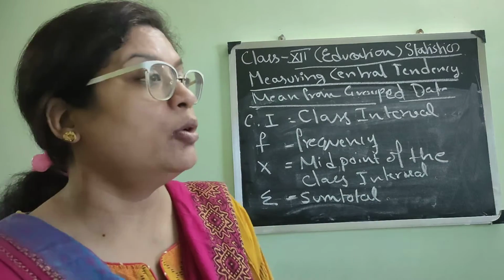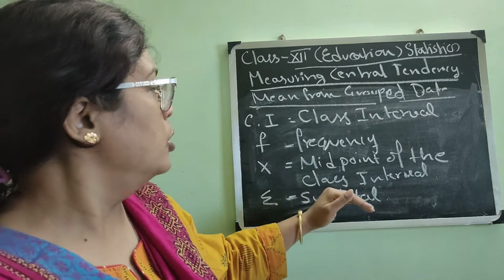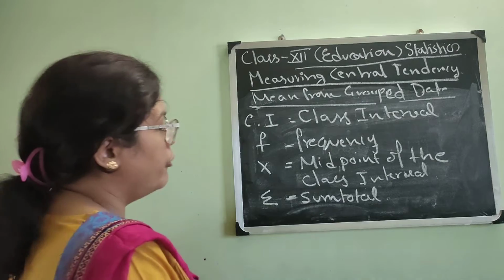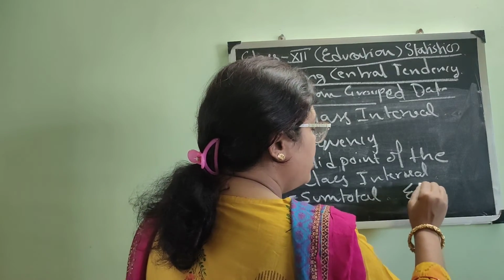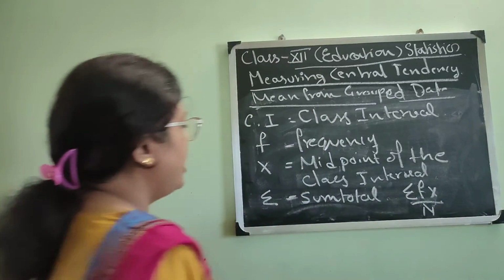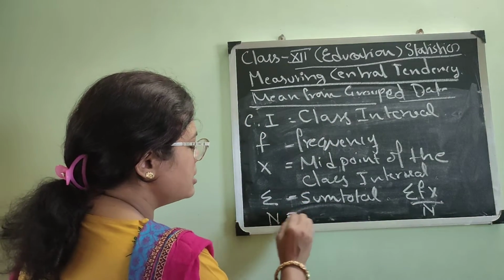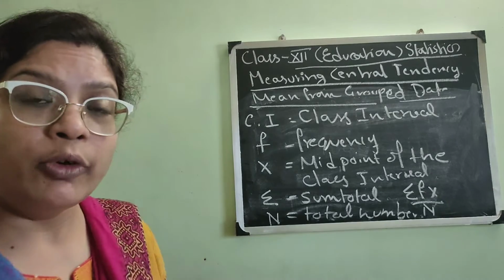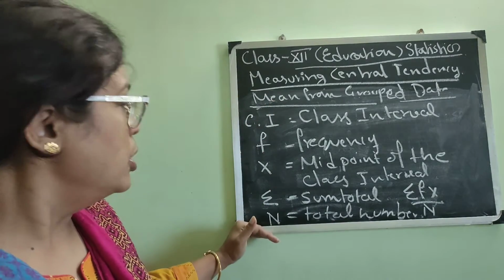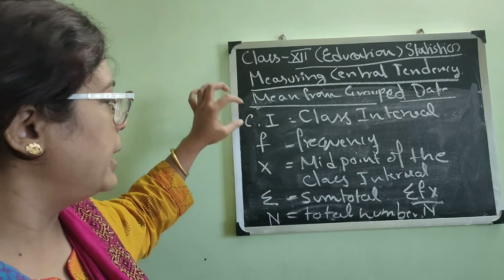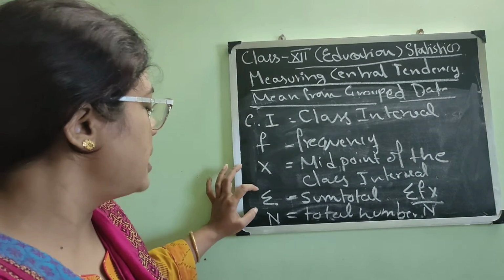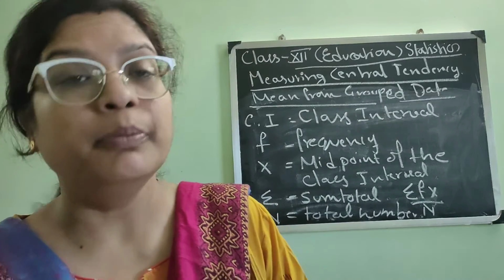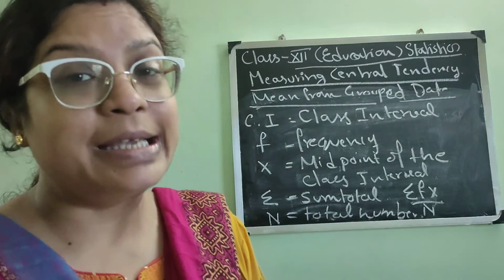In the next video, we are going to show you the steps, how the mean will be calculated, and the formula of mean in case of group data is summation fx by n, and n you have already understood. N is the total number. So before you go through the next video, go through these terms: class interval, frequency, midpoint, summation, and total number. Then I think the process of bringing out the mean will be very easy for you. Thank you so much.